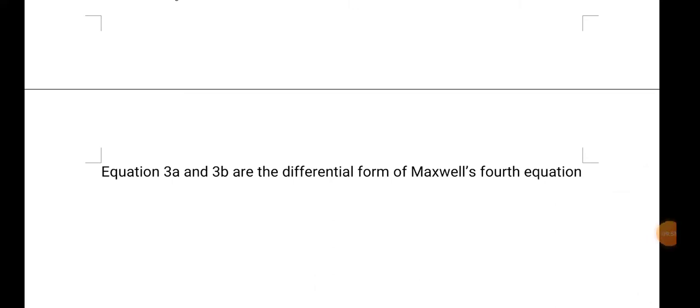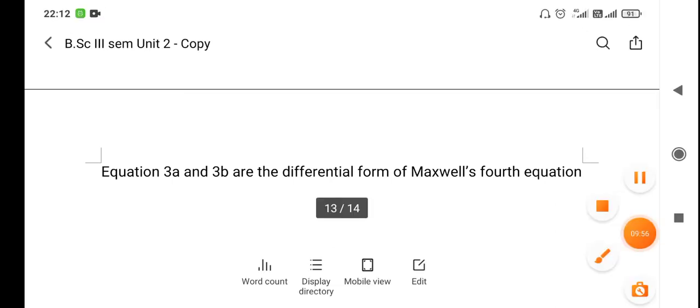Do you understand? This is the Maxwell's fourth equation. Now, in the next lecture we will discuss the integral form of the fourth equation. Today's lecture stops here.